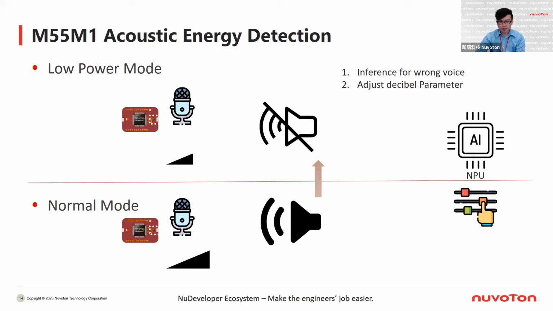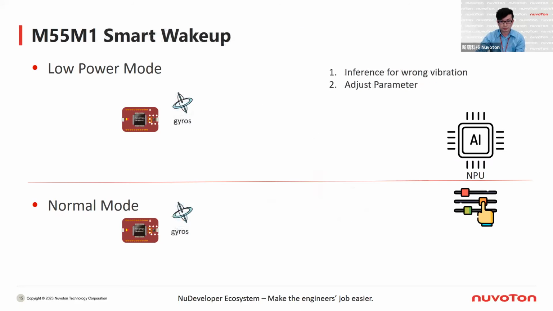However, if another sound at the detection decibel level is identified as a human voice, acoustic energy detection will activate again, switching the system from low power mode to normal mode operation.